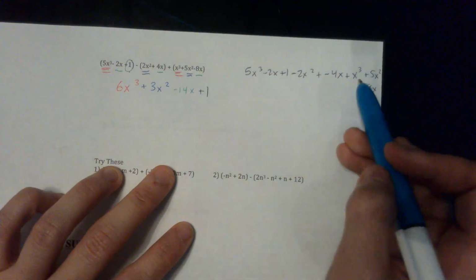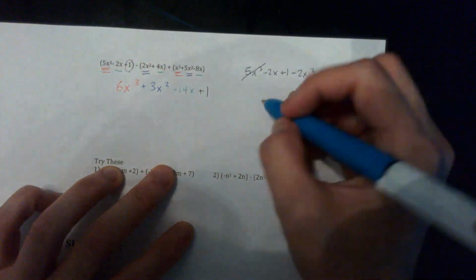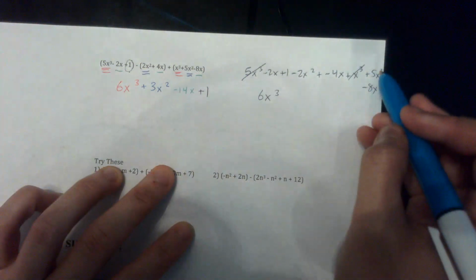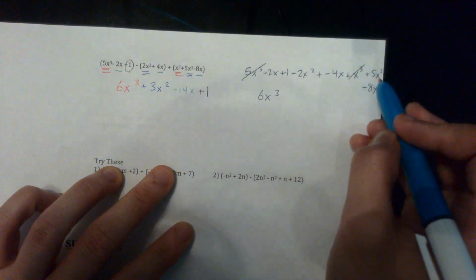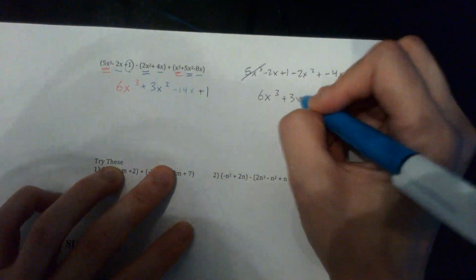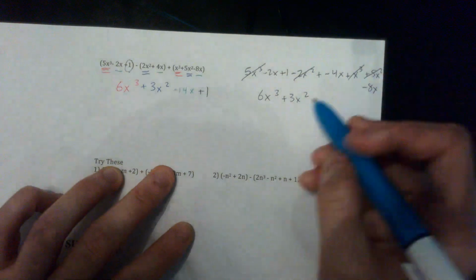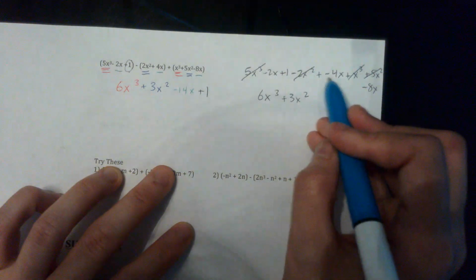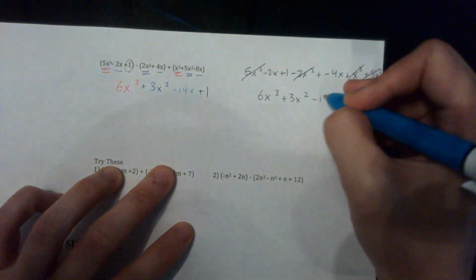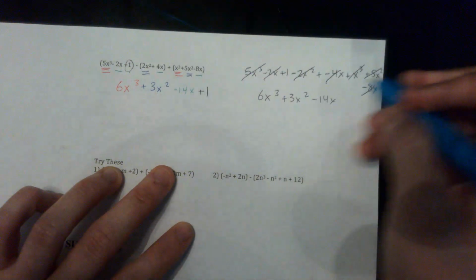So we're going to check our 3's first, right? 6x cubed. Then our x squared, so minus 2x squared plus 5x squared, so plus 3x squared. Minus 2, minus 4, minus 8, negative 14x. And then finally our plus 1.